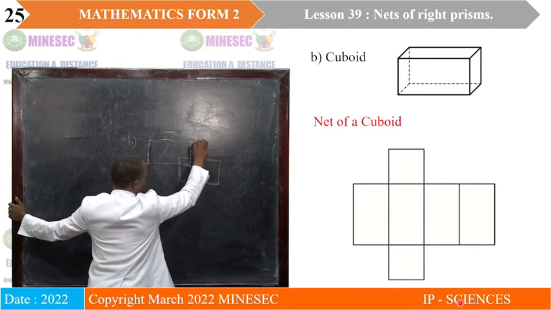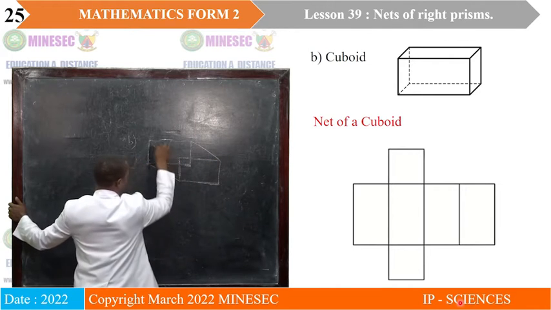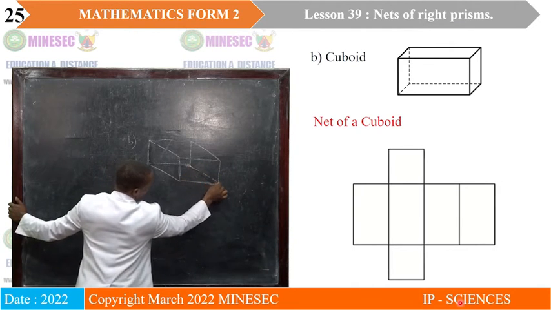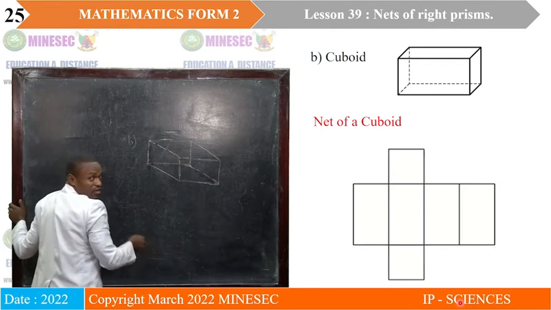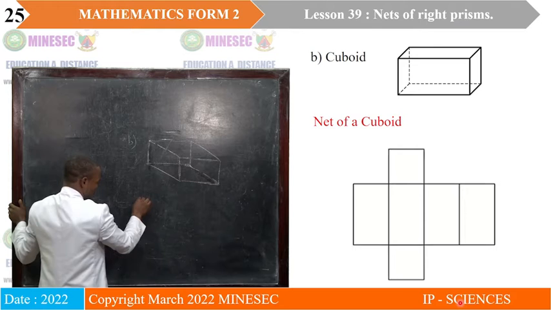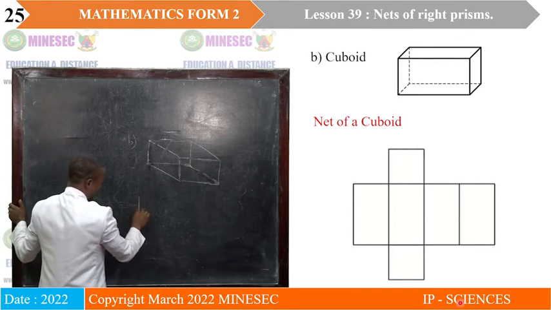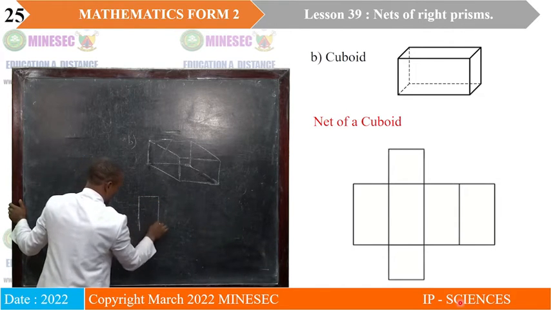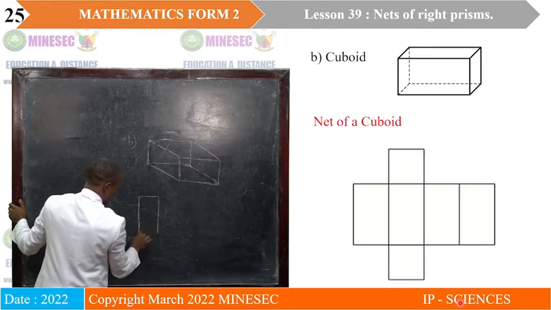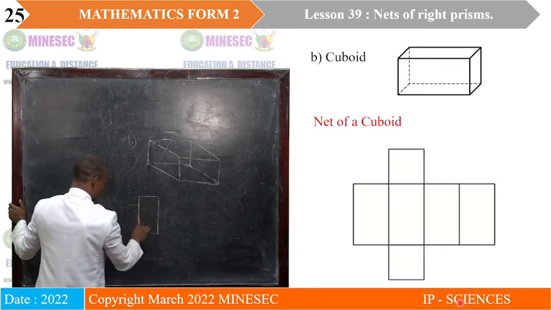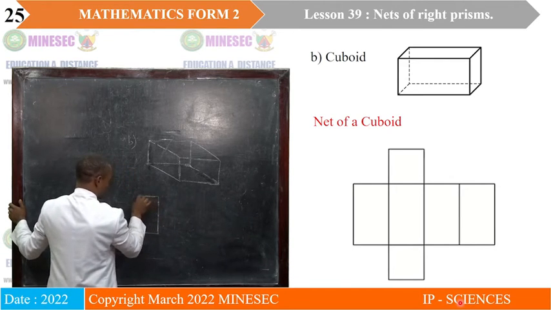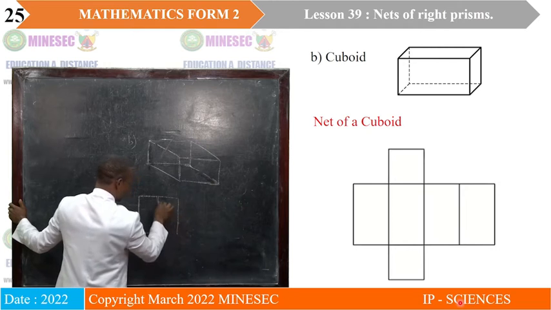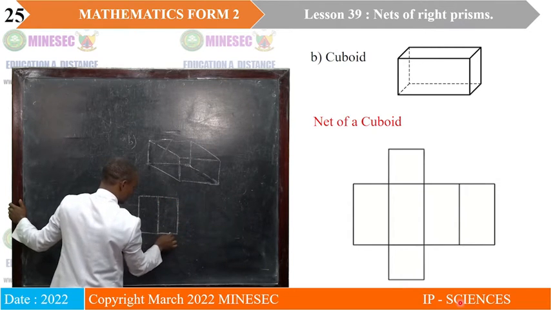So please, suppose that this is a cuboid. The net of this cuboid, as you can see, will be obtained as follows. It is the same as that of the cube, but the rectangles are not identical as the squares that make up the net of the cube. So here we rather have rectangles and not squares.